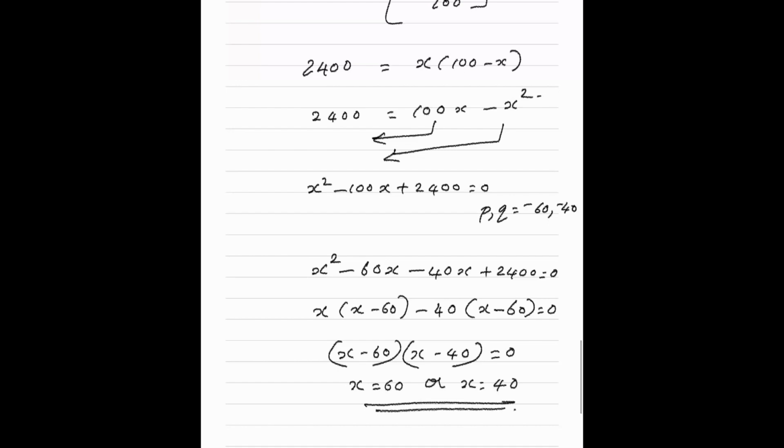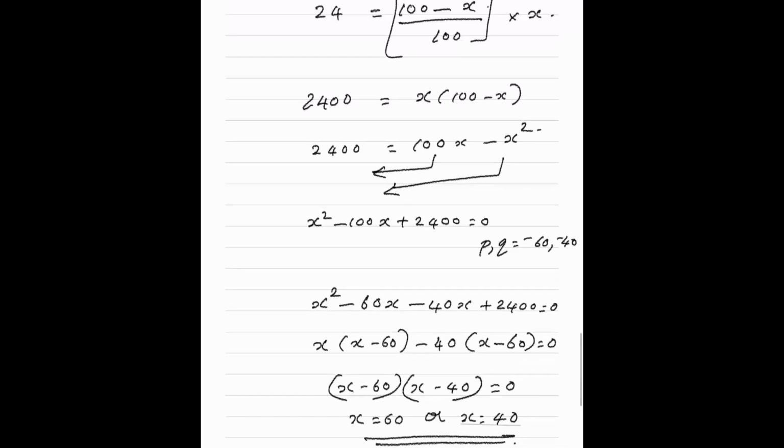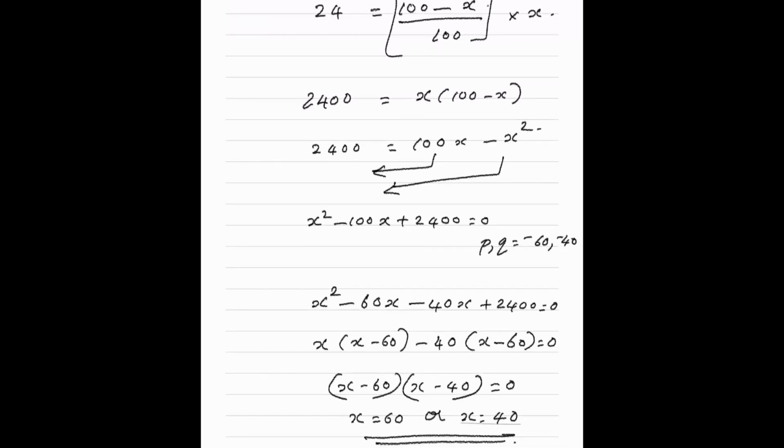Whether you take the cost price as 60 or the cost price as 40, you will get the same condition. That's what they are saying. So both are valid answers. Next question.